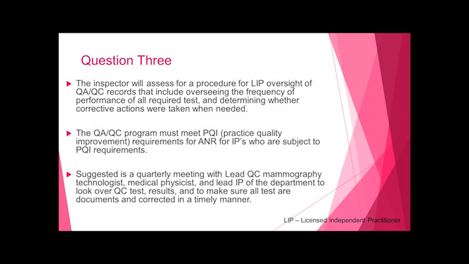Now, question number 3. The inspector will assess for the procedure for the licensed independent practitioner, your LIP, oversight of quality assurance and quality control records, which includes overseeing the frequency and performance of all required tests and quality control, and determining whether corrective actions were taken when needed. Say, for instance, the detector went out. So what corrective actions were done? Well, you replaced the detector, then the physicists came and did their tests before releasing the equipment to the technologist.